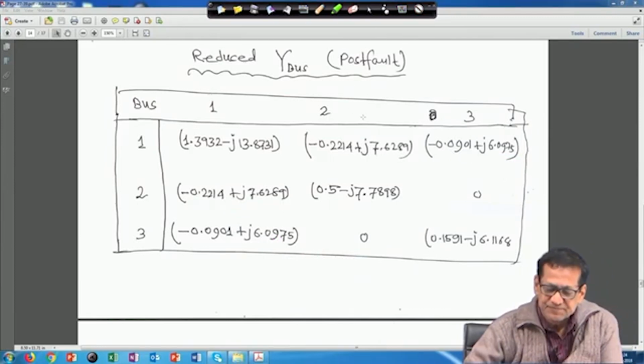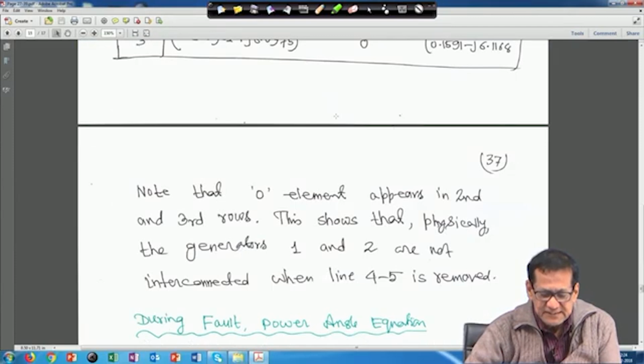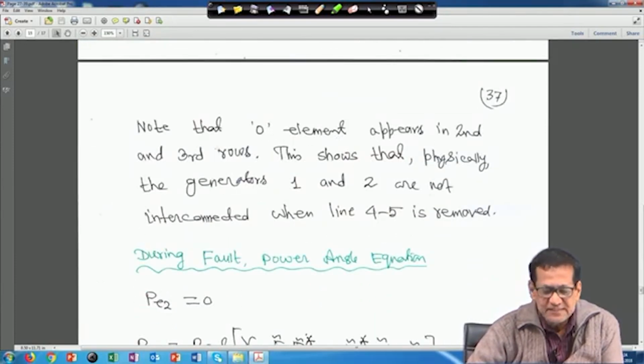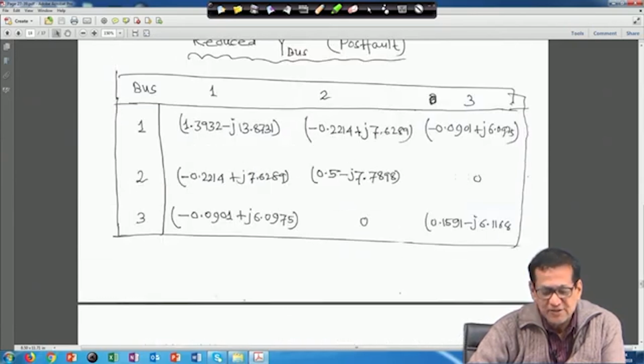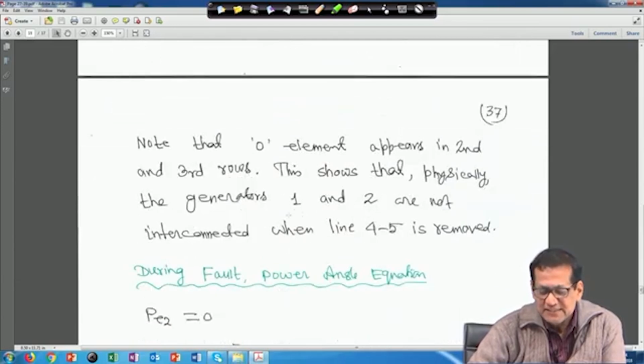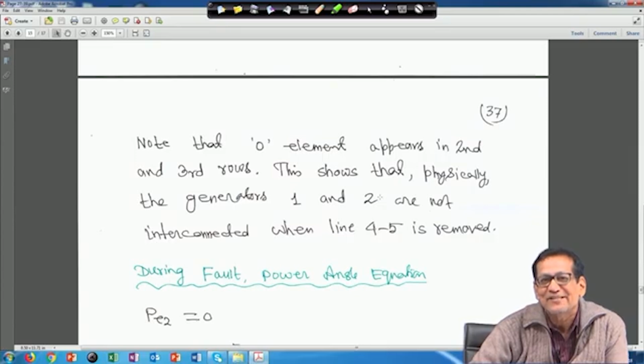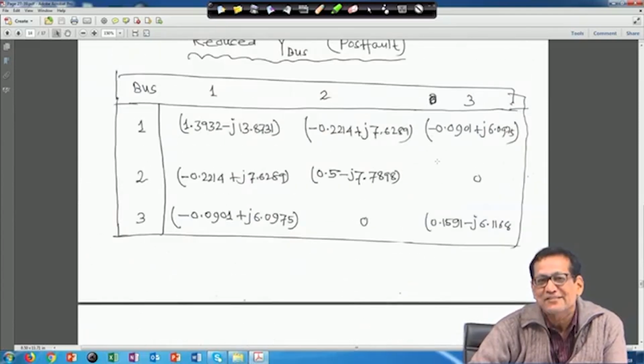After this, note that the 0 element appears in the second and third rows. This shows that physically the generators 1 and 2 are not interconnected when lines 4 and 5 are removed. Y23 and Y32 are both 0. So the generators 1 and 2 are not interconnected when 4 and 5 are removed. From this matrix we get some kind of physical interpretation.